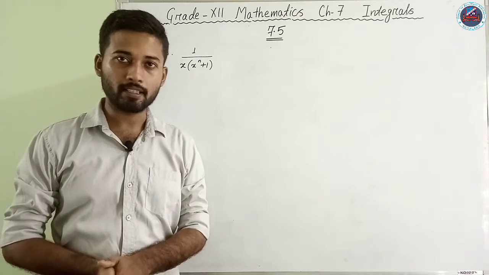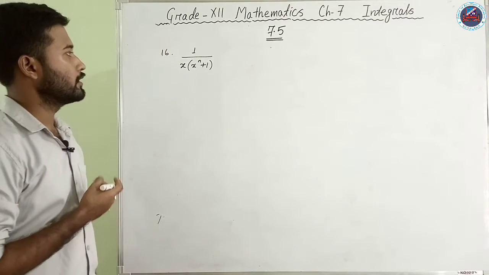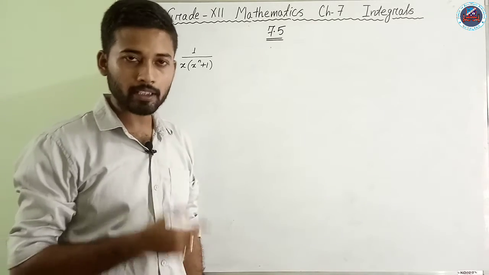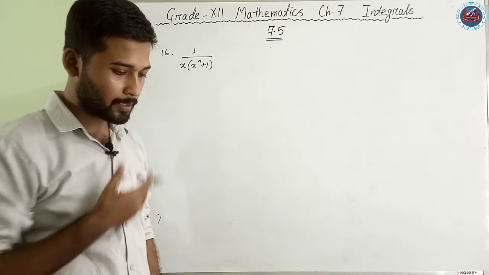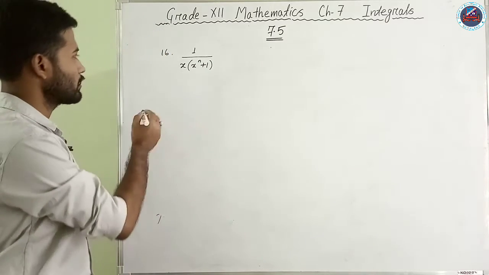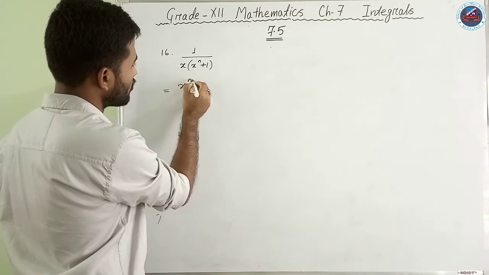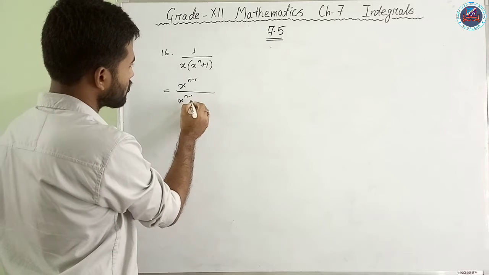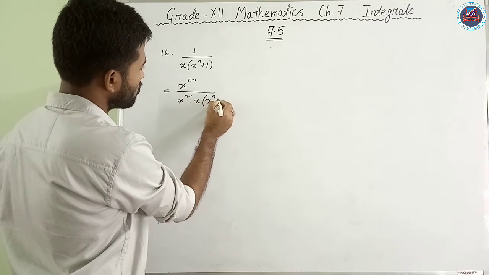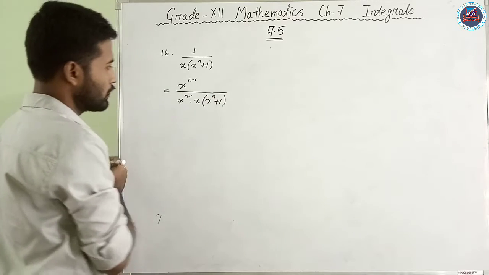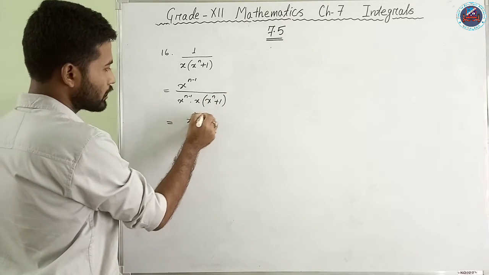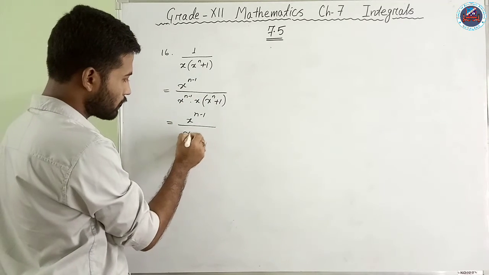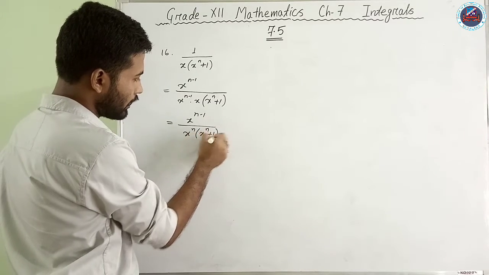Now let us see question number 16. Here we have 1 by x into x to the power n plus 1. In the question a hint is given that multiply the numerator and the denominator by x to the power n minus 1. So let us do that. In the numerator it will be x to the power n minus 1, and in the denominator x to the power n minus 1 into x, it will be x to the power n into x to the power n plus 1.